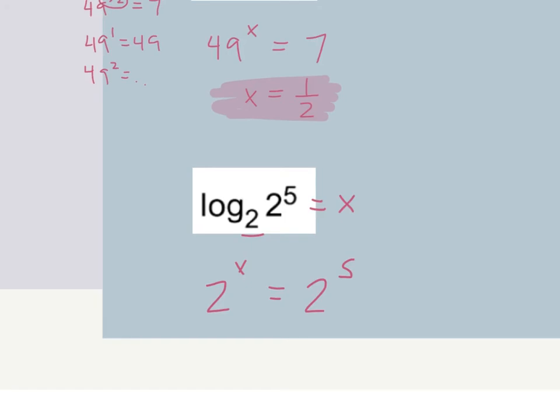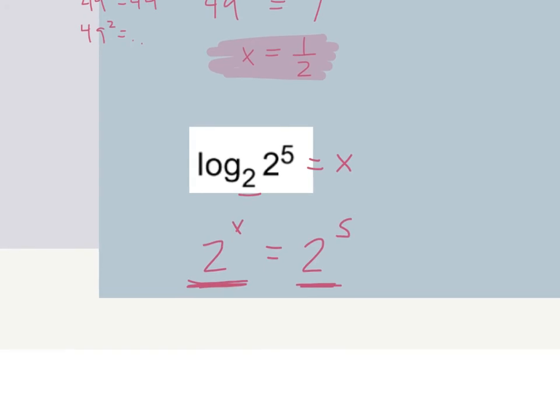If we have an equation where we have the same base is equal to the same base, so 2 raised to the x is equal to 2 raised to the 5, we can get rid of those bases and just say that x is equal to 5. We know our exponents, this part here, is going to be equal to this part here. So x is equal to 5. Any questions?